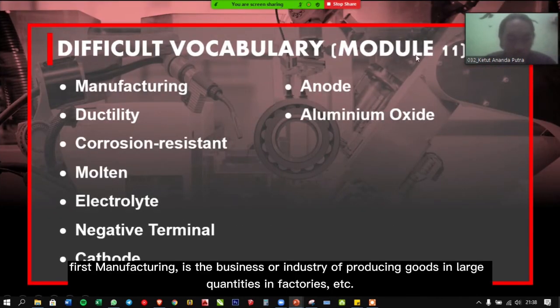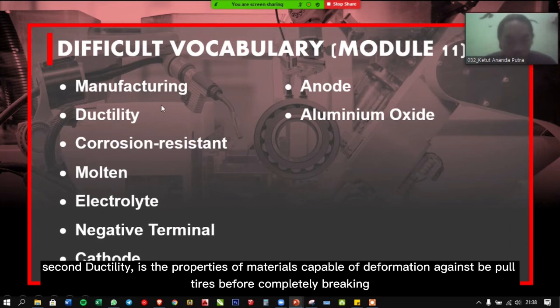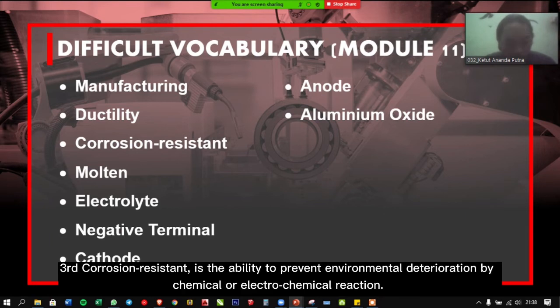First, manufacturing is the business or industry of producing goods in large quantities in factories. Second, ductility is the property of a material capable of deformation before completely breaking. The third, corrosion resistant, is the ability to prevent environmental deterioration by chemical or electrochemical reaction.